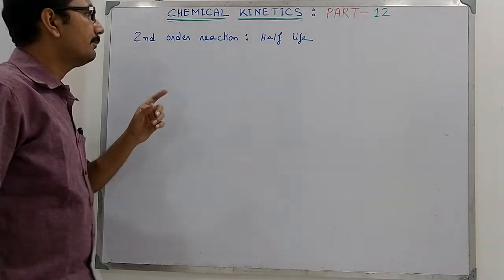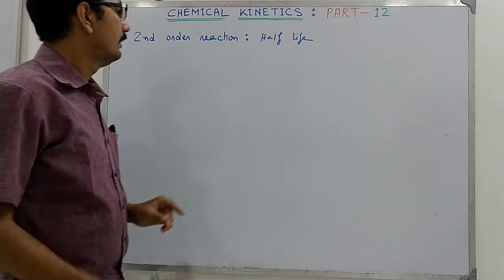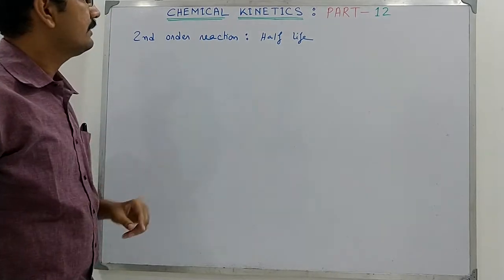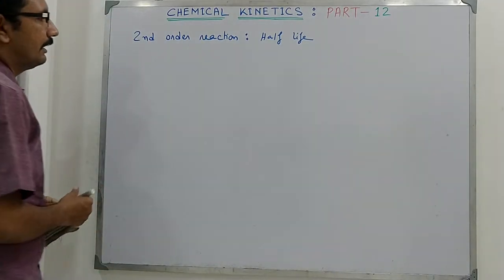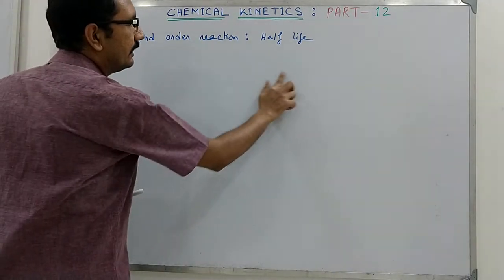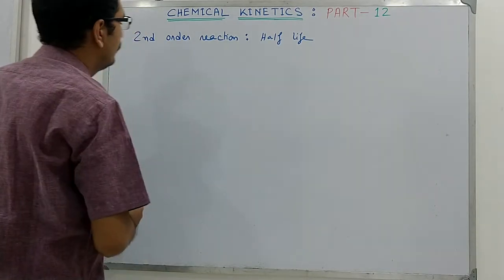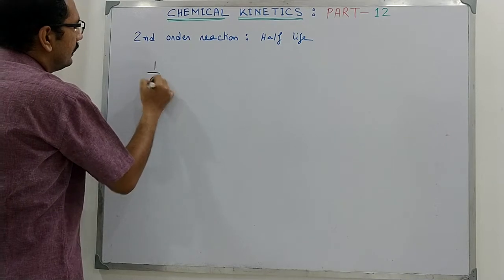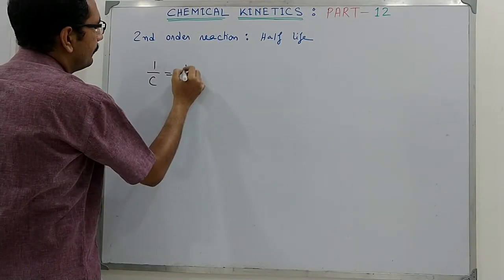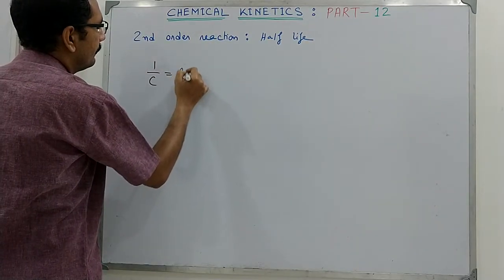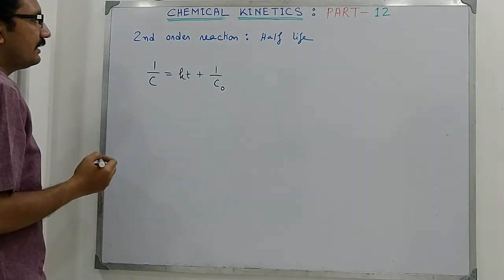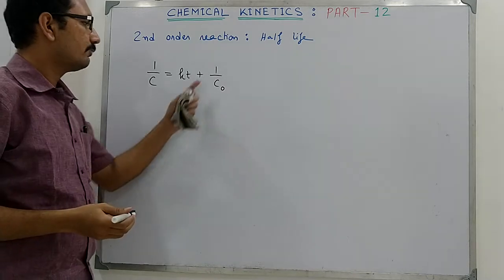Now in this part I will discuss the half-life of second order reaction. Upon integration of the differential form of the rate equation, we obtained that the integrated rate equation is like this: 1 by C equals Kt plus 1 by C0.